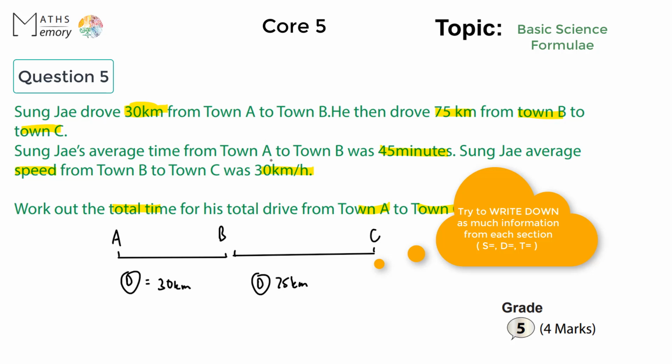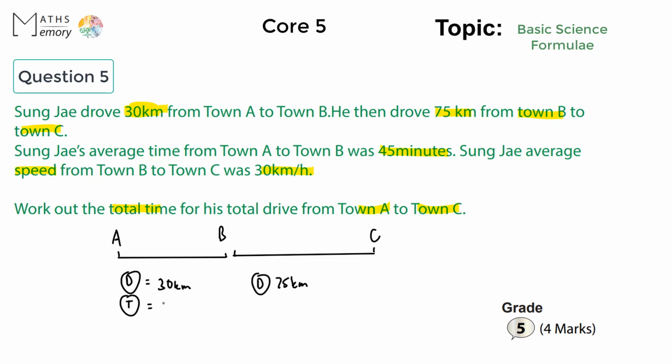Sungjae's average time from town A to town B. So time we have over here from A to B again. This is 45 minutes, okay? Remember, we can convert that as well to a decimal if you wanted to. You don't have to here. Sungjae's average speed from B to C was 30 kilometers per hour. So speed is 30 kilometers per hour. Work out the total time it took. So we want the time variable from A to C. Hence, all we're missing is this time over here. If you find this time variable here from B to C, we can do the question.